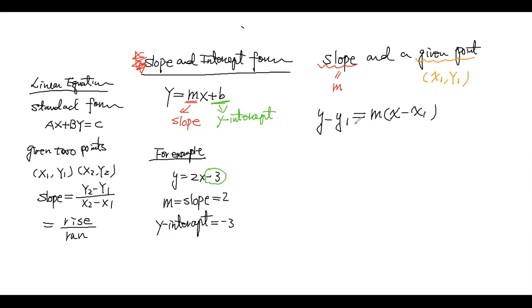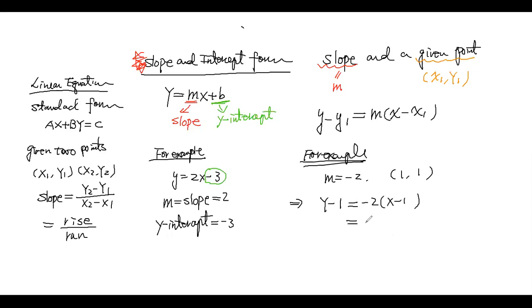Of course, after you do that, you can simplify it a little bit. For example, if the given slope is -2 and the given point is 1, 1, then your equation will be y minus 1 is equal to -2 times x minus 1. You can simplify this a little bit. So -2x, then plus 2. This is y minus 1, then you add 1 to both sides. So you can change this to the slope and intercept form.